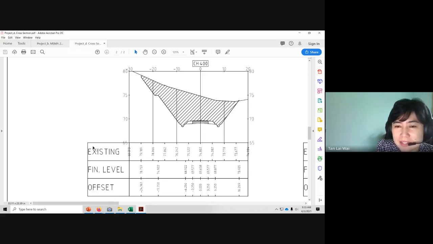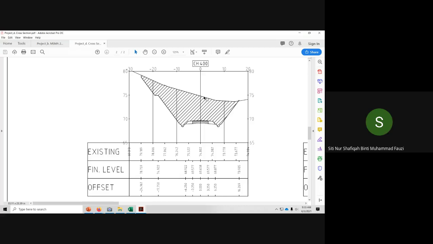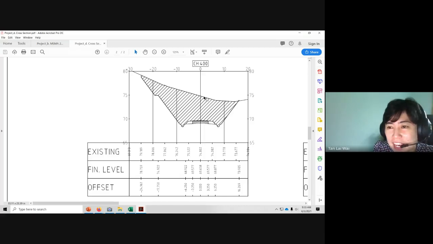Sini menjelaskan existing elevation ni ialah elevation yang ini tau. You guys nampak tak cursor yang tengah bergerak ni? Nampak dia. Nampak tak? Nampak. Nampak kan? Nampak, Doktor. Okay, nampak.